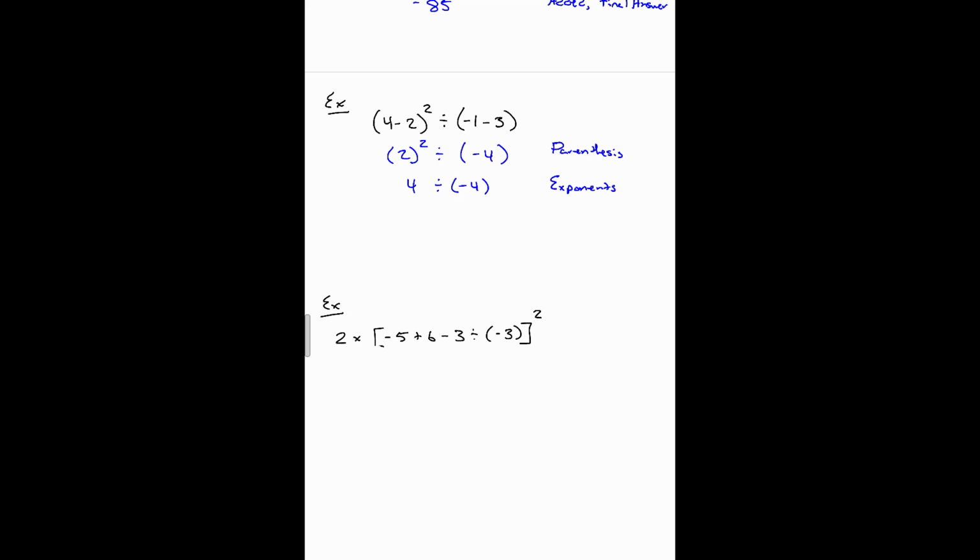Also, since we did simplify the parentheses to a single number, you don't have to carry those parentheses anymore if you don't want to. Okay, I do it just for emphasis, but you don't have to. So now we have the division. So 4 divided by negative 4, that would give us a negative 1 for a final answer.